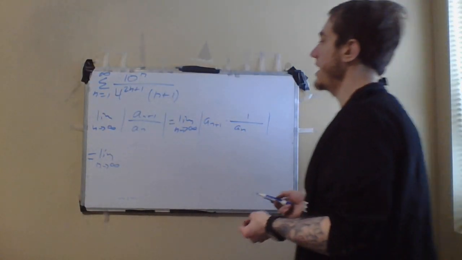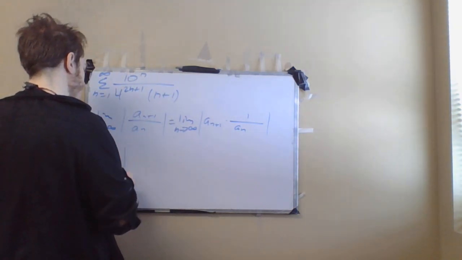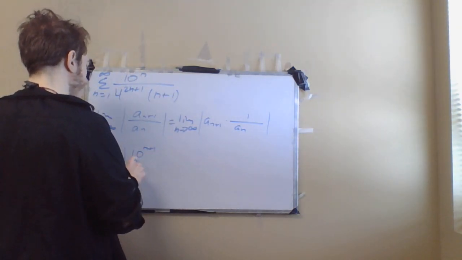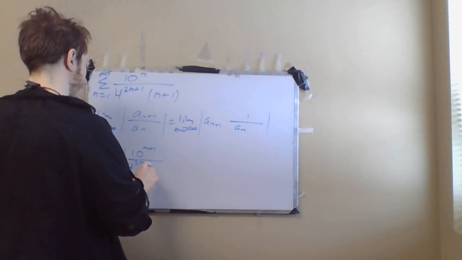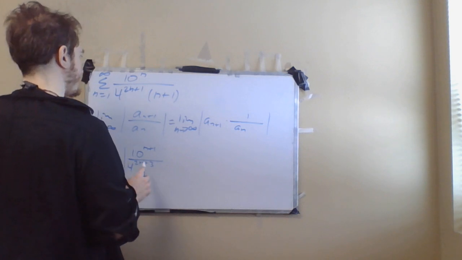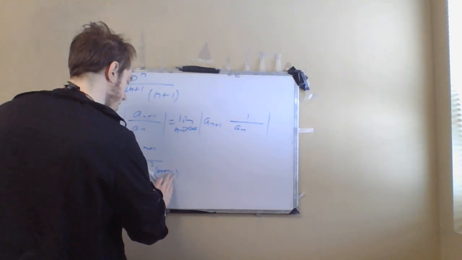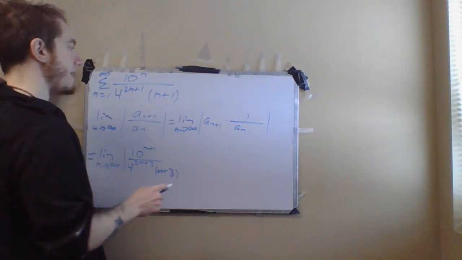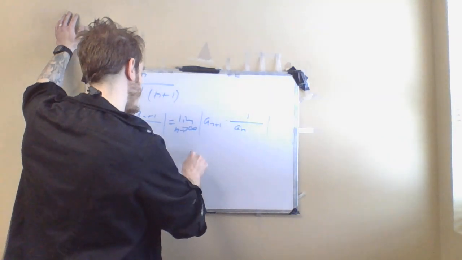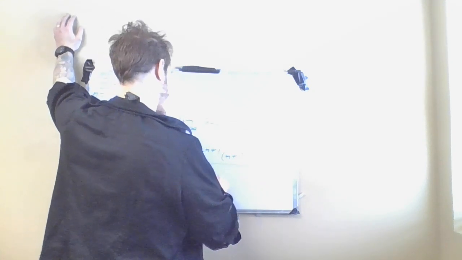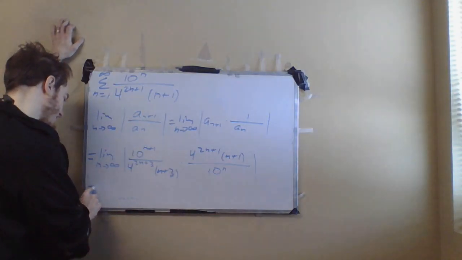So in this case, an plus 1 is going to be 10 to the n plus 1 divided by 4 to the 2n plus 3, times n plus 3. Sorry, that doesn't even look like a 3. And then we're multiplying by the reciprocal, which is going to be 4 to the 2n plus 1, n plus 1, divided by 10 to the n. Okay, so we can simplify this.